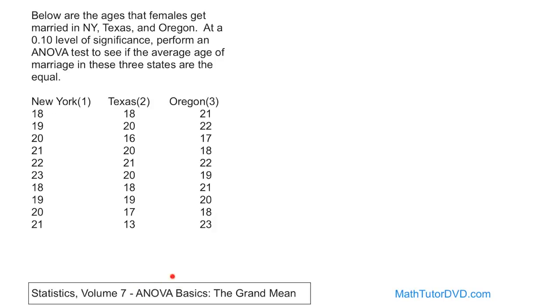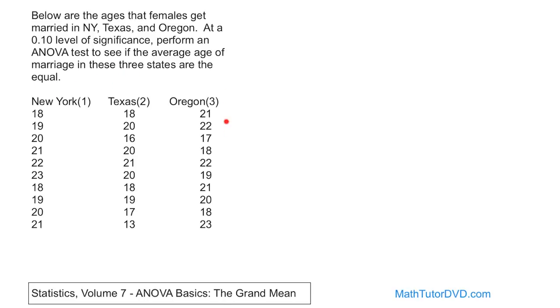We're talking about analysis of variance. We're going to talk about the basics here. So this lesson and the next several lessons will be going through the components of the calculations one little piece at a time. So the first piece is called the grand mean. It's the easiest piece to understand. It's very, very simple. But before we get to that, let's look at this problem.